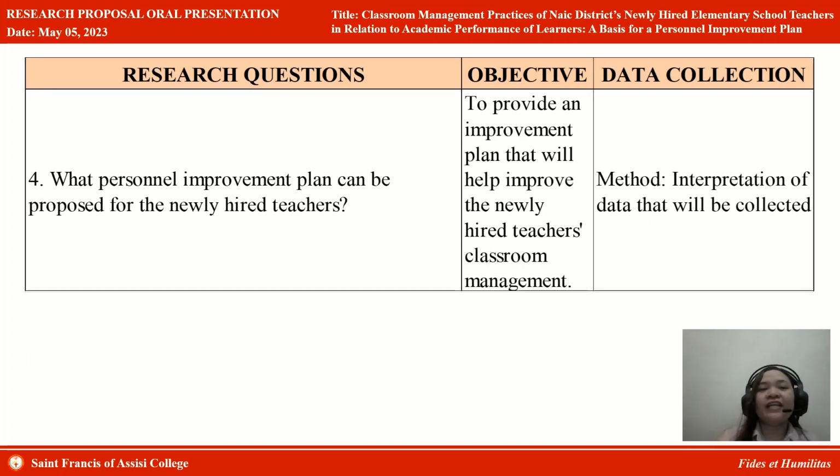For the last research question, what personnel improvement plan can be proposed for the newly hired teachers? The objective is to provide an improvement plan that will help improve the newly hired teachers' classroom management. For data collection, the method is interpretation of data that will be collected.